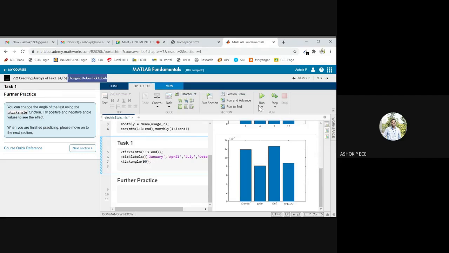90. Perpendicular. See here, perpendicular. 270. It's this way. Okay, so you can play with the plot. Only thing you should know is how to play. That's all. MATLAB gives you all possible things to play with the xtext angle. So you can change the orientation of text, which is going to appear on the x-axis.